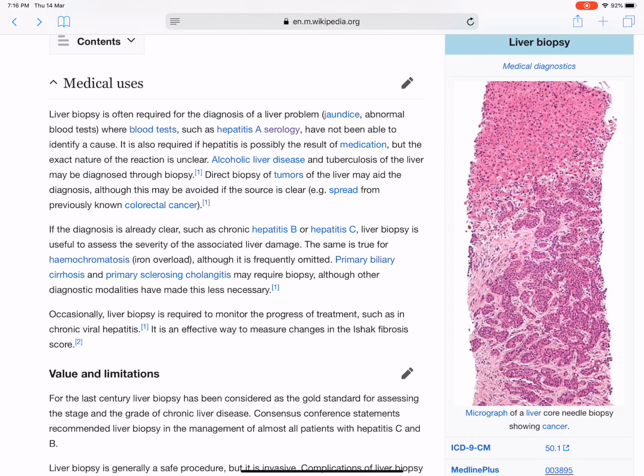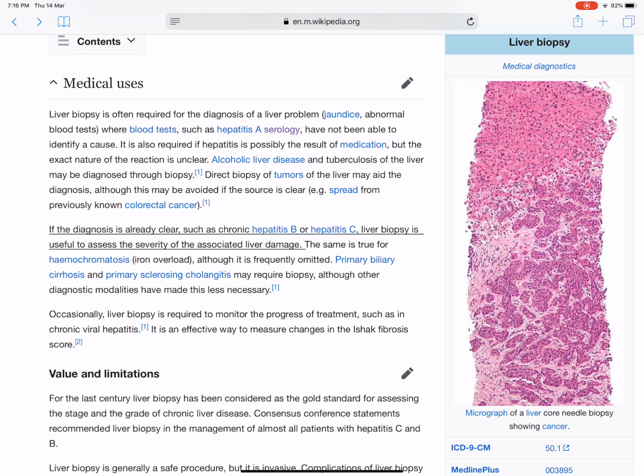Contents. Medical uses. Liver biopsy is often required for the diagnosis of a liver problem, jaundice, abnormal blood tests where blood tests, such as hepatitis A serology, have not been able to identify a cause. It is also required if hepatitis is possibly the result of medication, but the exact nature of the reaction is unclear. Alcoholic liver disease and tuberculosis of the liver may be diagnosed through biopsy. Direct biopsy of tumors of the liver may aid the diagnosis, although this may be avoided if the source is clear, e.g. spread from previously known colorectal cancer.